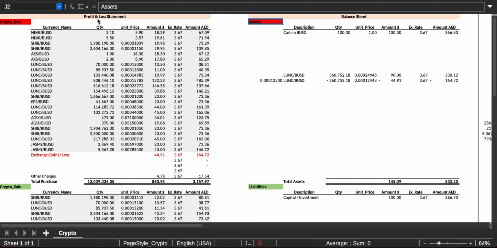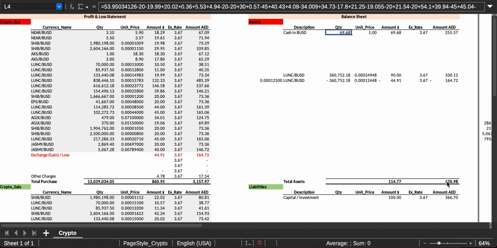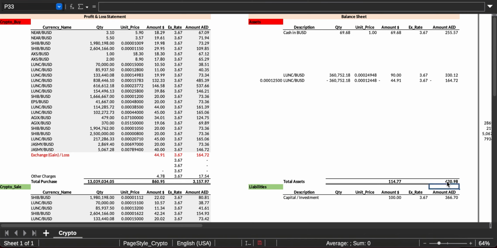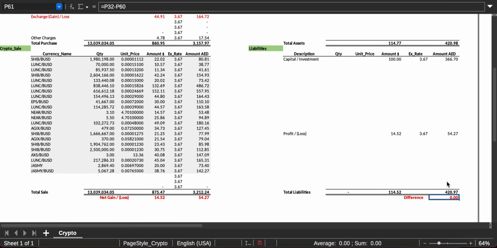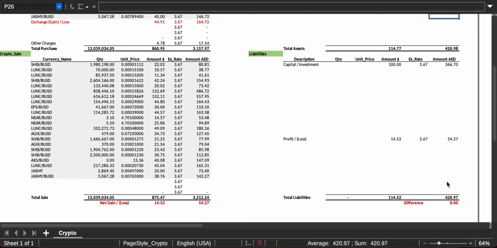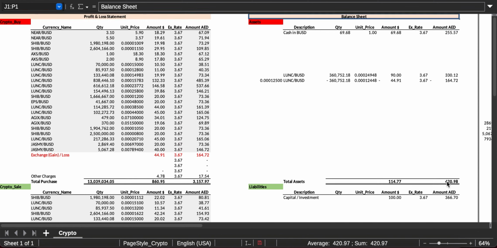For your understanding, I explain you one thing: total assets are always equal to total liabilities. See, there is no difference between the total assets and the total liabilities. This is the accounting concept. I am not going to explain the actual reason for this because we are not learning accounting. We are just here to understand how to maintain the crypto record in Excel.